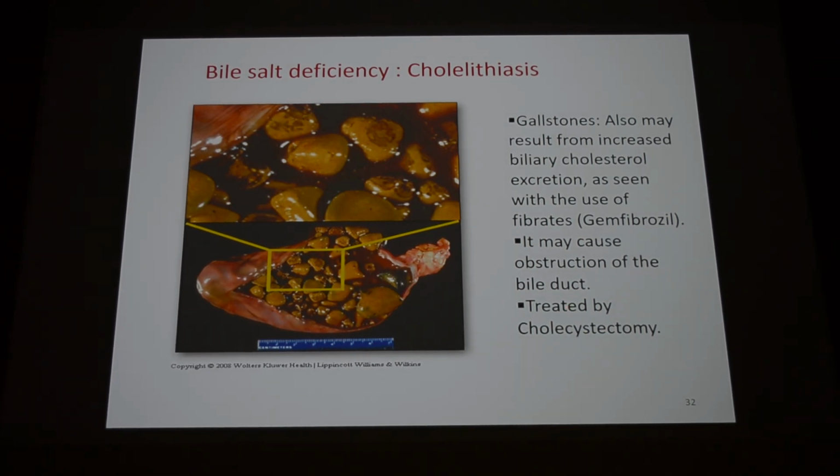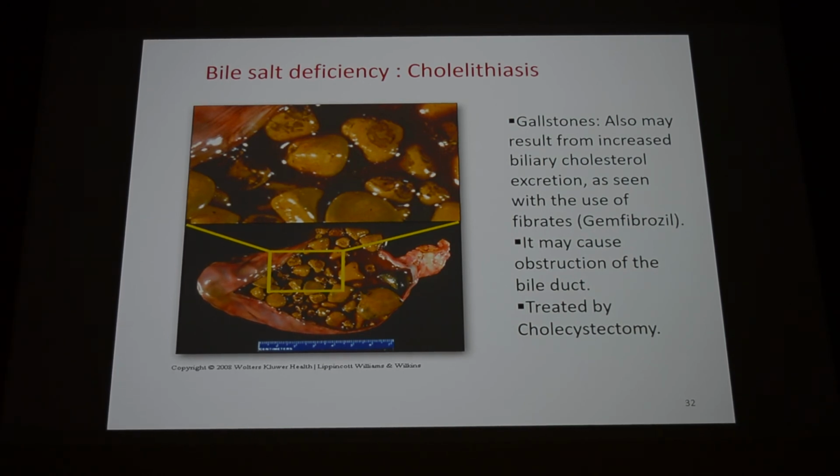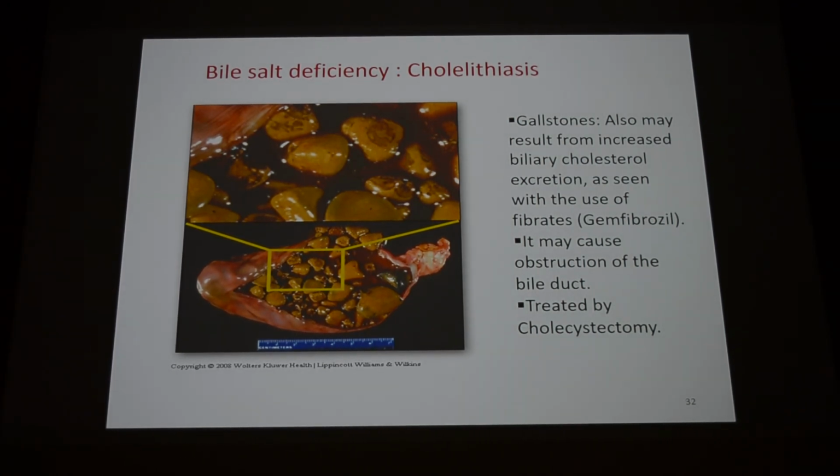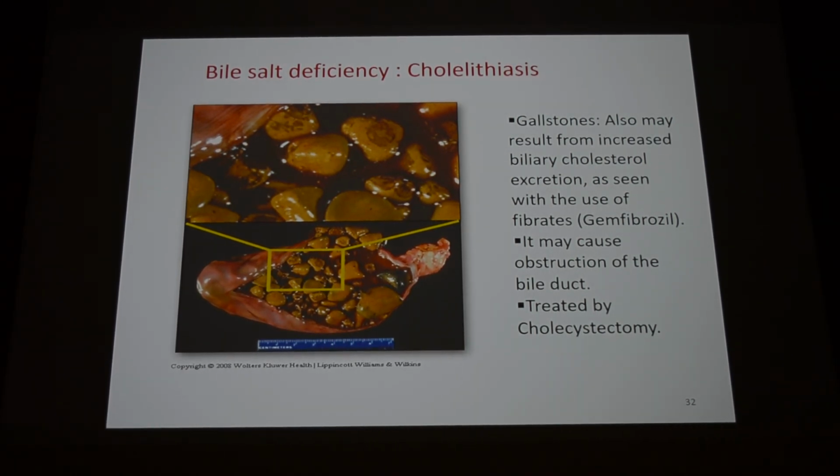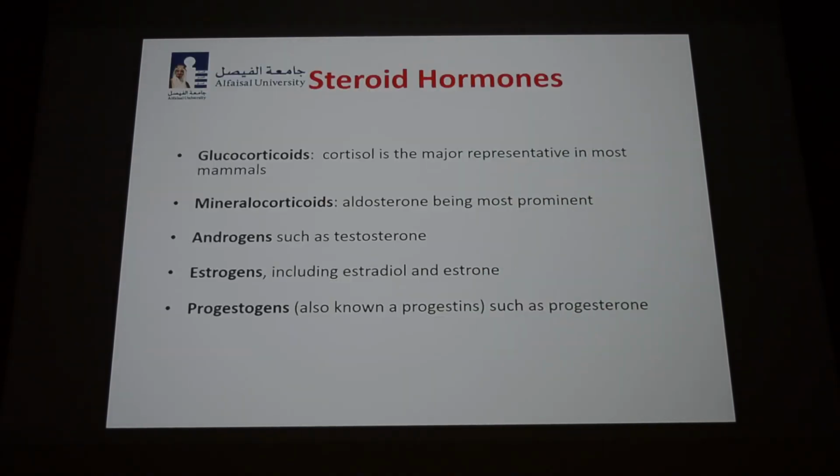The only way to treat the cholelithiasis is cholecystectomy, so we need to remove the gallbladder. Okay, this is the only way, and we have to make sure if you have small stones, it's more dangerous, more complicated than the large stones, because they may pass in the bile duct and cause the obstruction. So the only way is to remove the gallbladder by surgery.